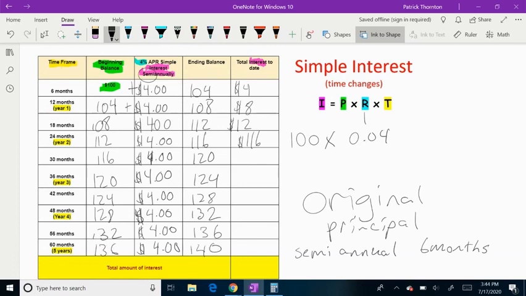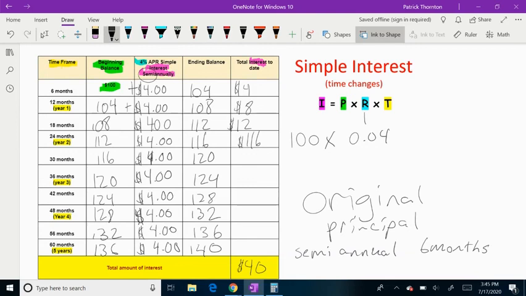So now we can see that if we were to compound, or if we were to add our interest semi-annually here, then it would actually double our interest total. Instead of coming out with $20, we'd be able to come out with $40 over the course of that 5-year period, if our bank was using simple interest to do that.